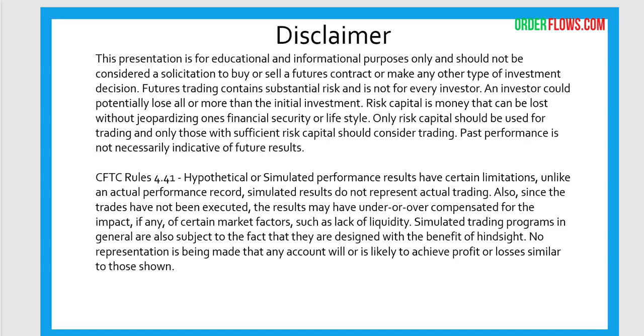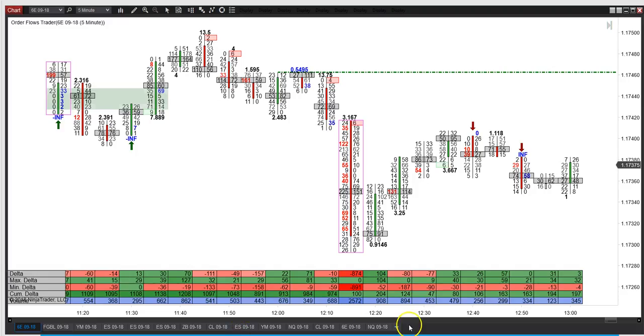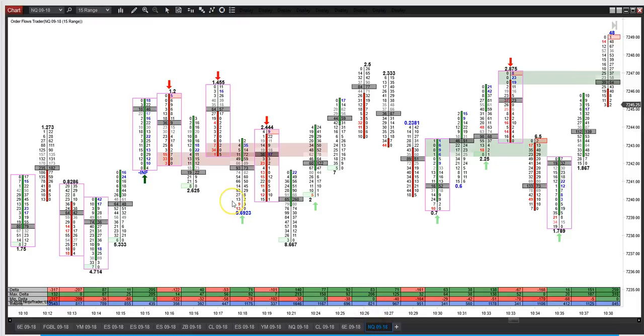Now, the reason why I go through that every time is because I want people to realize that there is risk involved in trading. So, what is this big secret method?